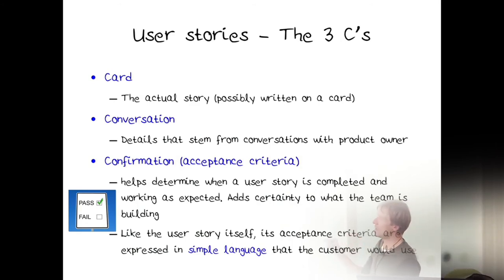So it's like three C's: the card, the conversation, the confirmation. The card is the actual story. Simple, could be written on an index card or something. Conversation is the conversation that happens between the team and the product owner. When the team is asking the product owner, okay, so you want to upload video, have you thought of which formats we should support? And the product owner might ask the team, well, you are the ones dealing with video. Which formats do you think we should support? What is a reasonable set of formats we should support here?